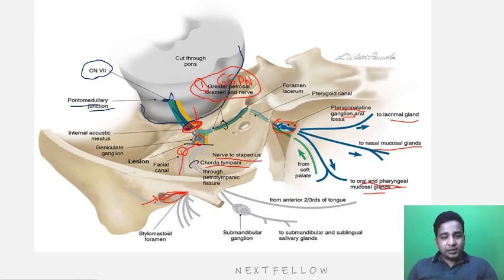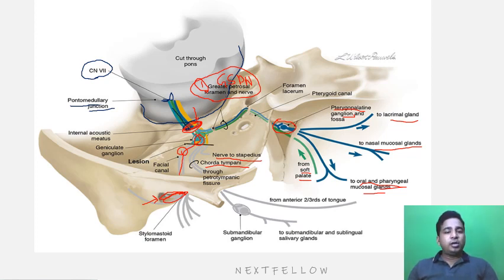So this part is basically secretomotor fibers, as they are helpful in secretion of the mucosa into the nose, oral cavity, pharynx, and also responsible for lacrimation. And this also carries sensory fibers from the soft palate. So the sensation from the soft palate is also carried by the facial nerve, its branch known as the GSPN.